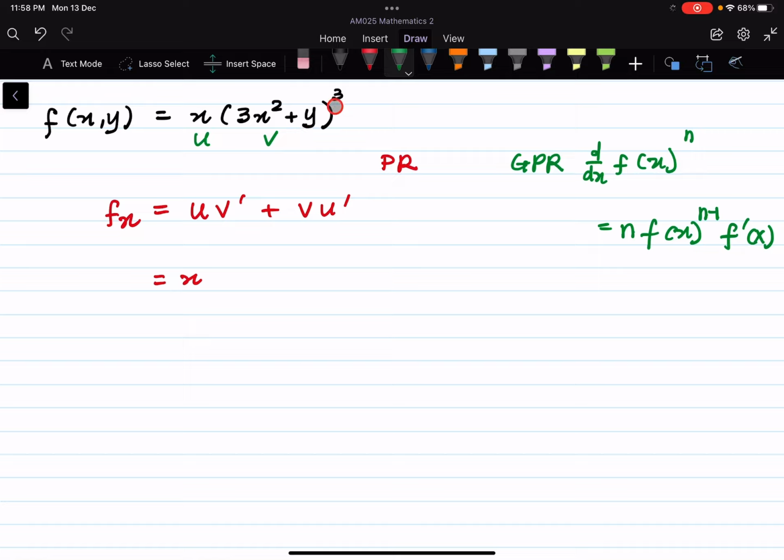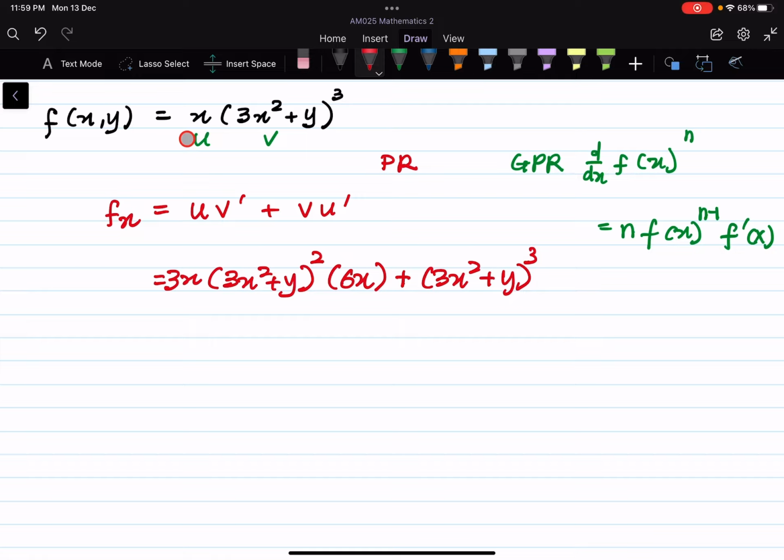So for v prime, we bring down the power 3, copy down 3x squared plus y, and the power 3 minus 1 is 2. Differentiate 3x squared with respect to x, we get 6x, and differentiate y with respect to x, y is a constant, so it is 0. Plus v, which is (3x squared plus y) to the power of 3, and differentiate x with respect to x is 1, so I'm not going to write down 1. We can write it down if you want.